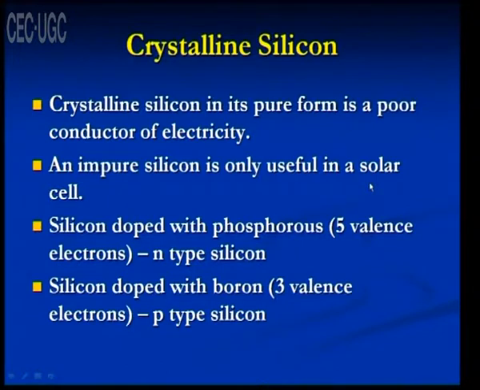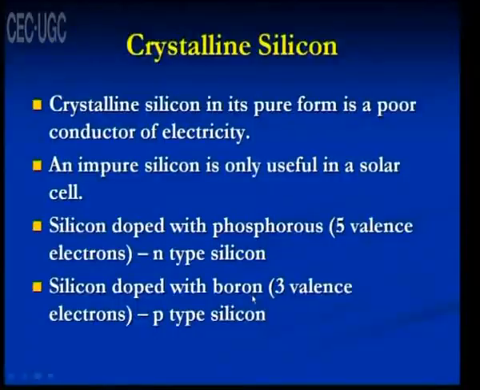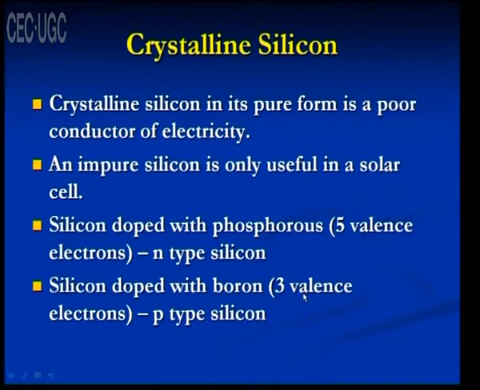solar cell. Silicon is doped with phosphorus, which is a 5 valence electron atom, to form the n-type silicon, so that you have 1 excess electron in the system, and the silicon is also doped with boron to form the bottom layer, which has 3 valence electrons, which forms the p-type silicon, where you have 1 electron lesser.